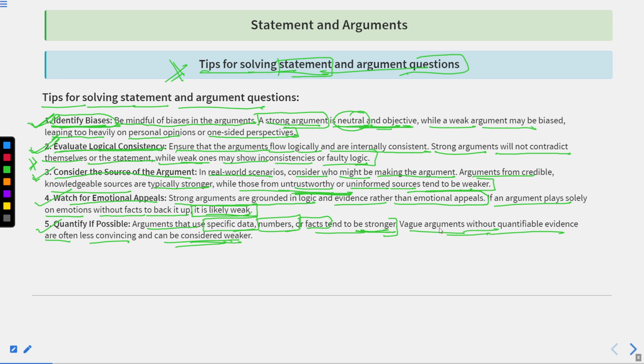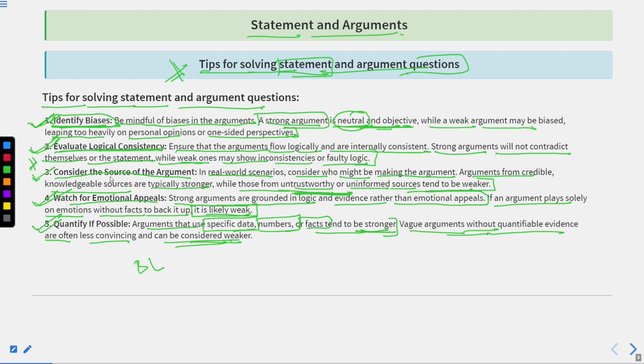So all these things are very important for all the aspirants who are going to solve statement and arguments questions in their competitive examinations; these tricks have to be kept in mind. First is identify biases. You have to remove biases. Then evaluate logical consistency. If there is logical consistency, and no strong contradicting argument over the statement, that has to be taken into consideration. So it should be logically consistent.